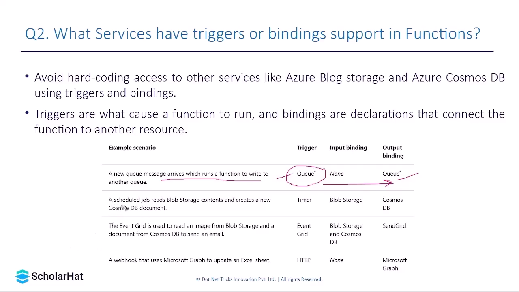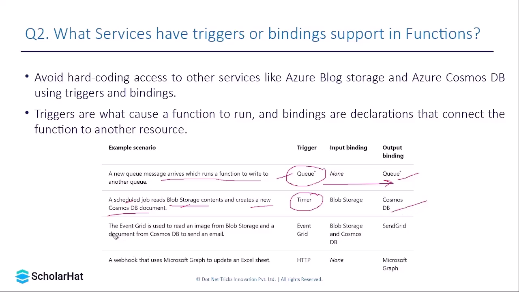In the second scenario, we can create a scheduled job that reads data from a blob storage and creates a new Cosmos DB document. Since this is a scheduled job, it would be a timer trigger and it will run at a proper interval. It will read data from a blob storage, so in that case the input binding is the blob storage, and it writes data into a new Cosmos DB document, so the output binding is a Cosmos DB document.